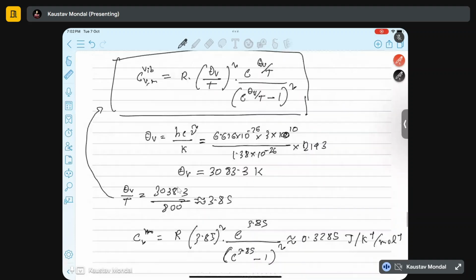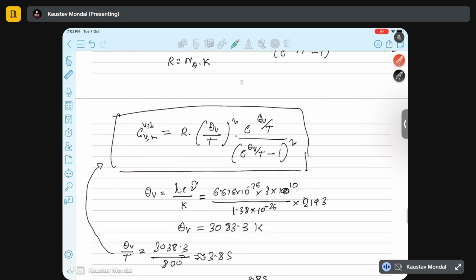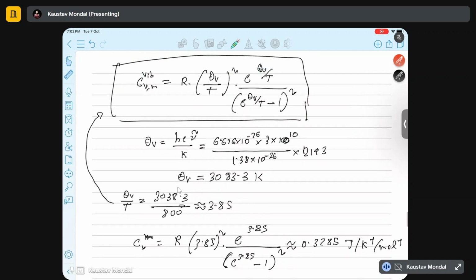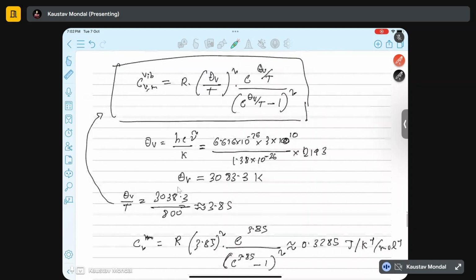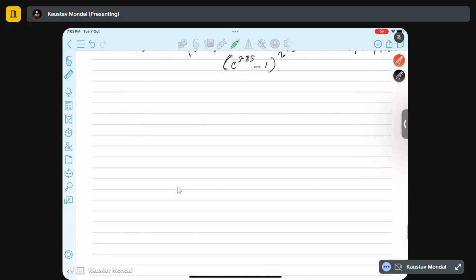So basically the main thing is this: how we are getting this expression of vibrational molar heat capacity related to the characteristic vibrational temperature and the temperature of the experiment. So this expression is the important thing to derive here. After that, you just have to put the values accordingly in order to get the specific value of specific heat. Okay.